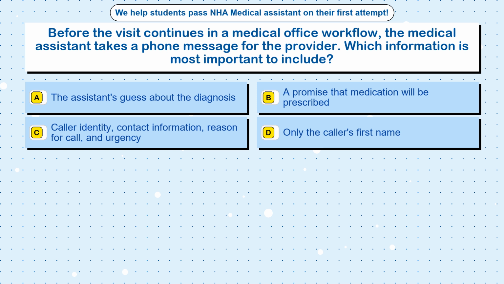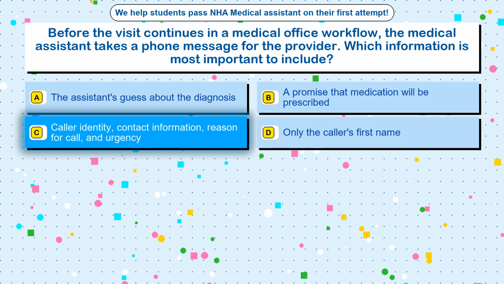Option A. The assistant's guess about the diagnosis. Option B. A promise that medication will be prescribed. Option C. Caller identity, contact information, reason for call, and urgency. Option D. Only the caller's first name. The correct answer is option C. Caller identity, contact information, reason for call, and urgency.